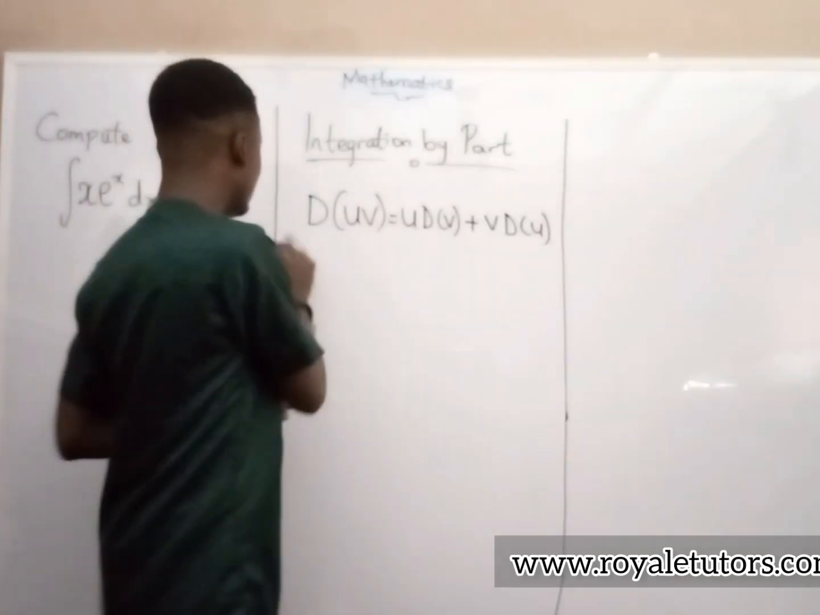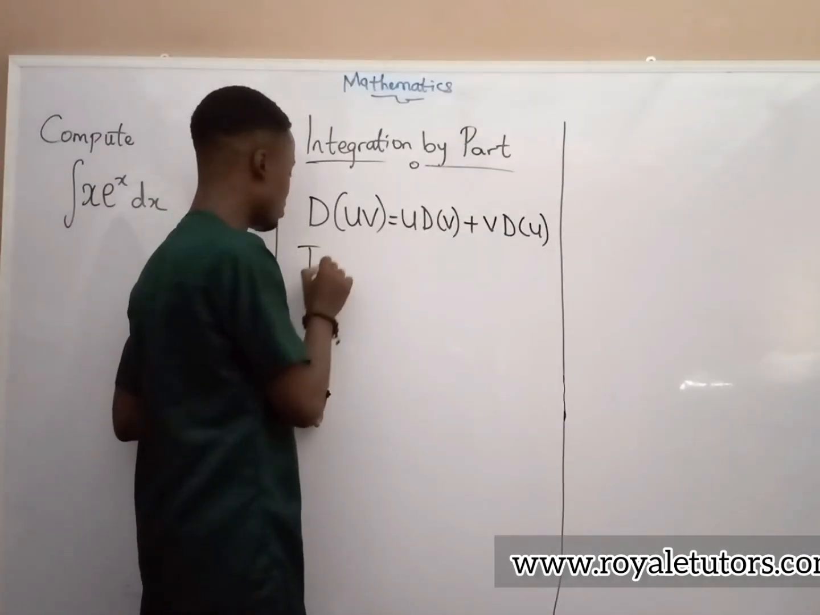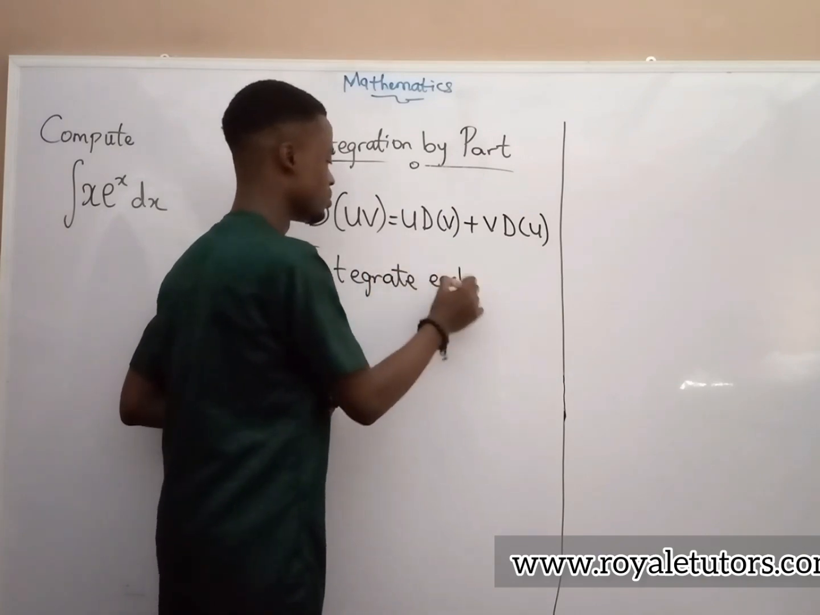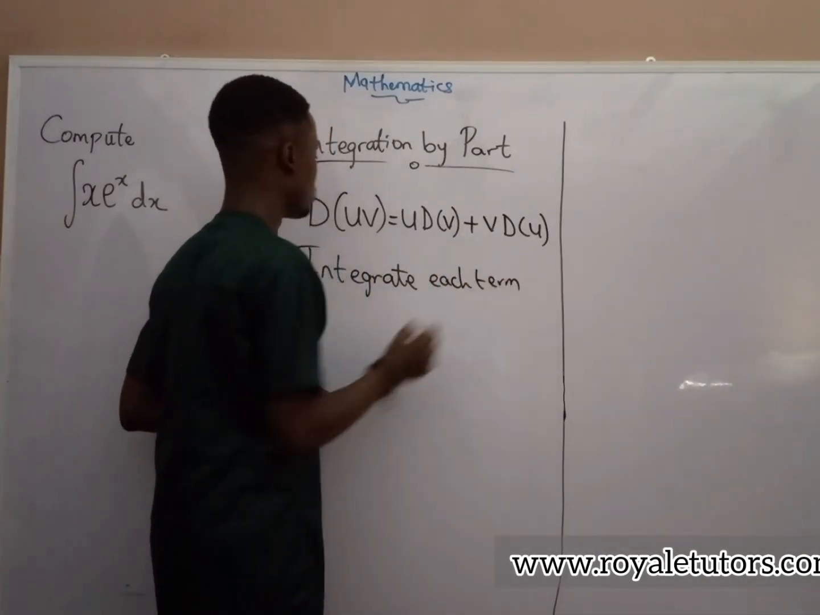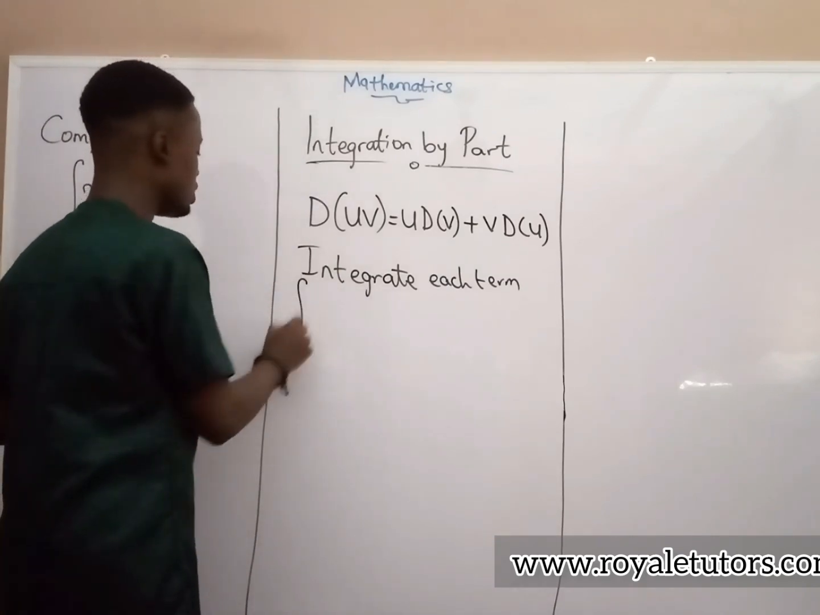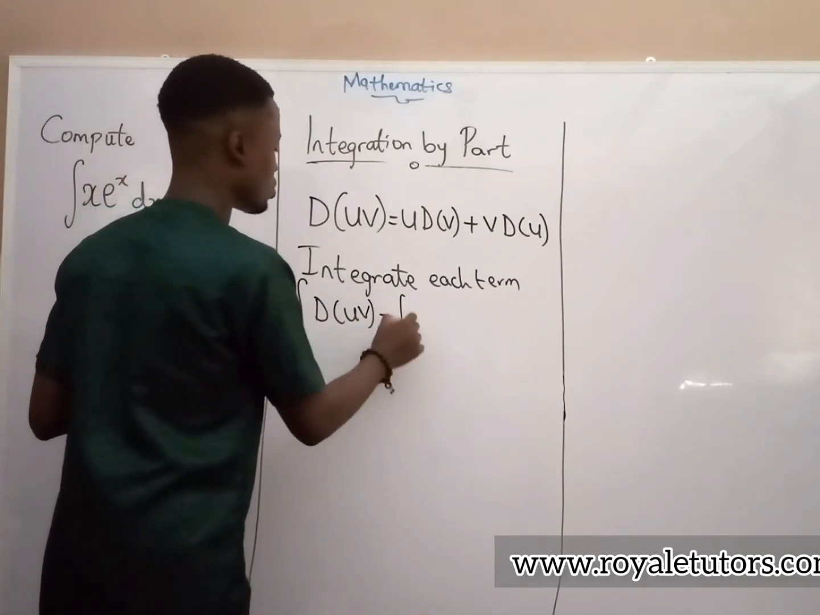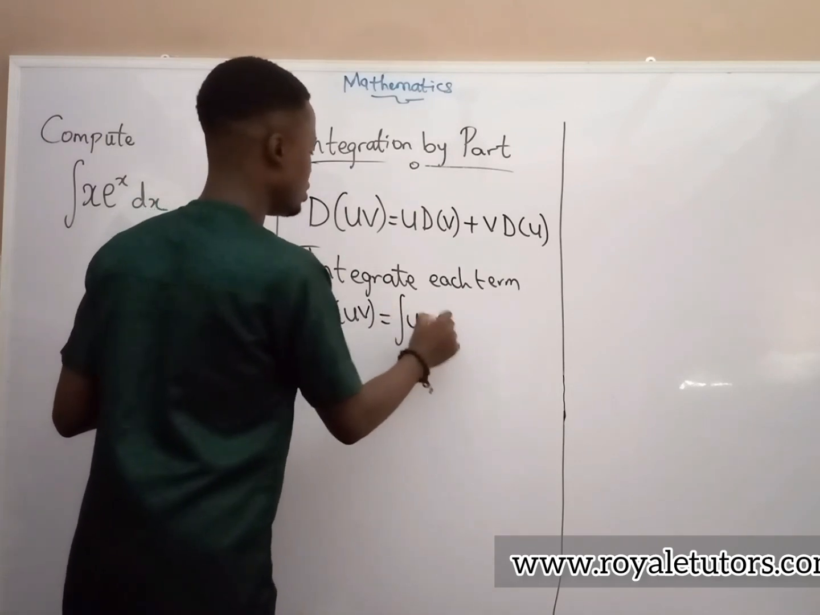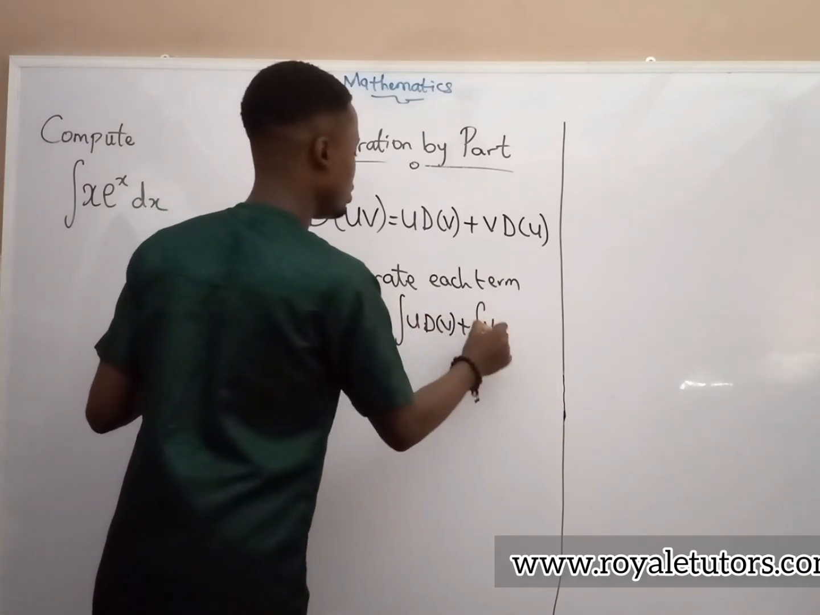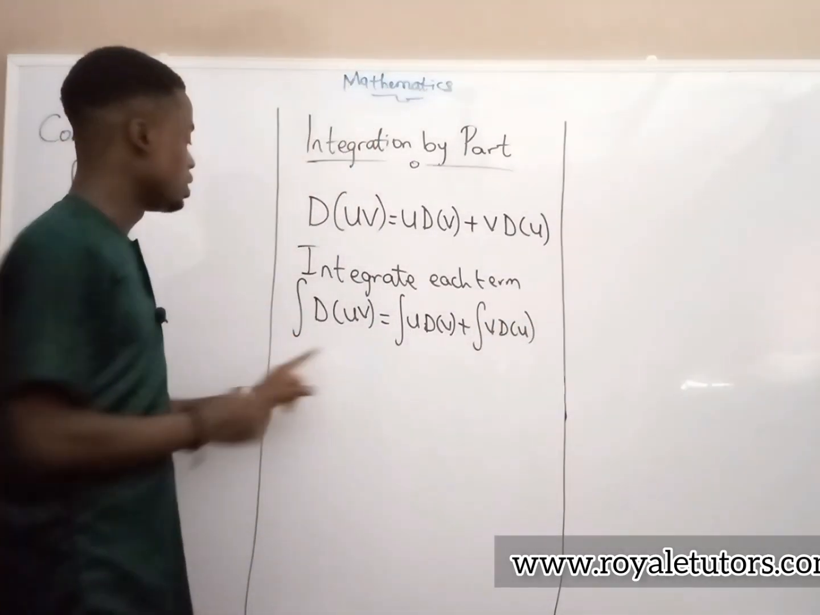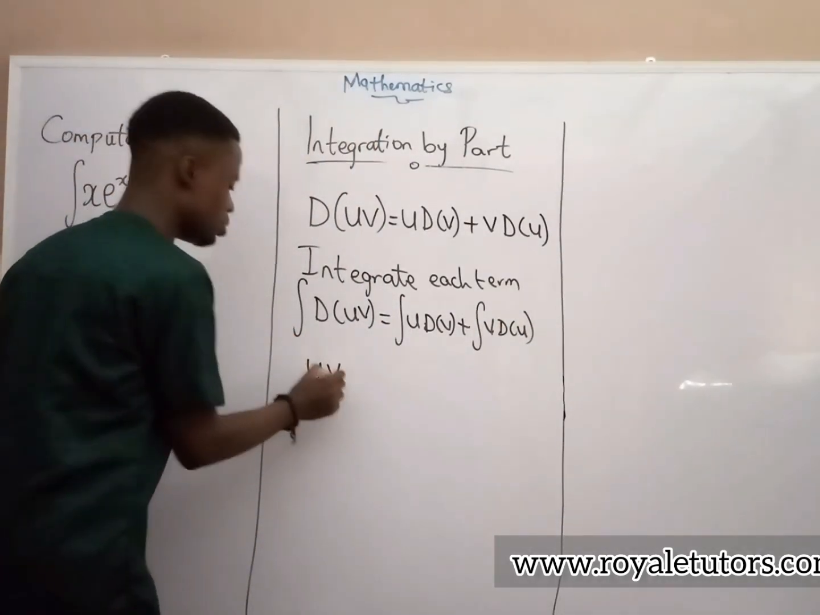So the first thing is to integrate each term. And what are we saying? We are saying do the integral of d of uv, which is equal to the integral of u dv plus the integral of v du. So looking at this, if you integrate d(uv), you're definitely going to get uv.